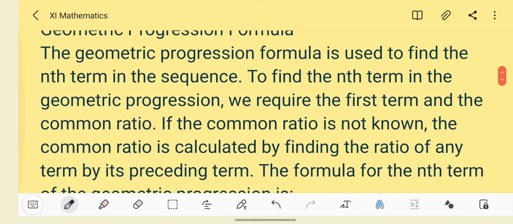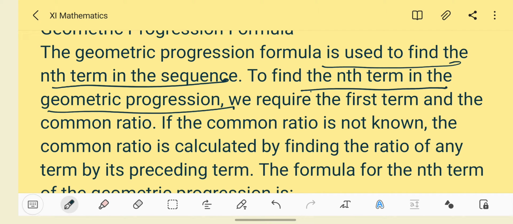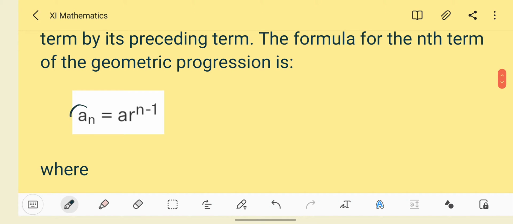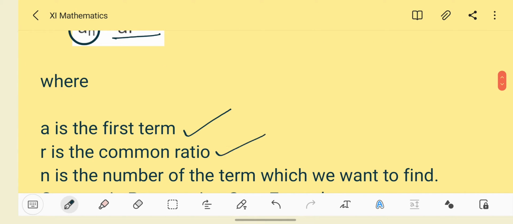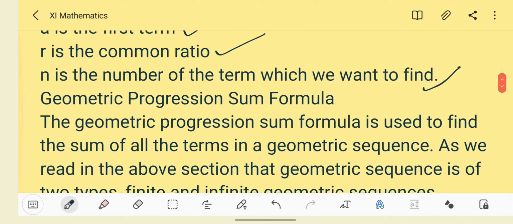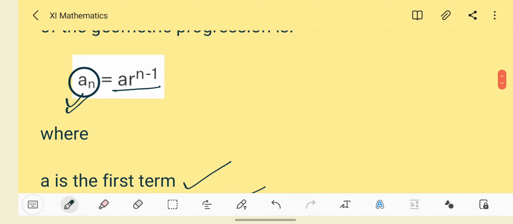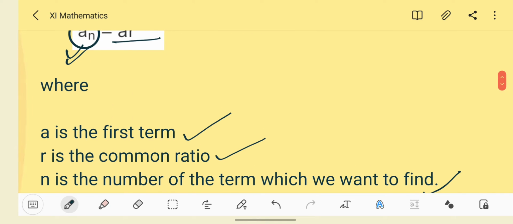Geometric progression formula. The geometric progression formula is used to find the nth term of the sequence. To find the nth term in the geometric progression, we require the first term and the common ratio, and it is given by an equals ar to the power n minus 1, where a is the first term, r is the common ratio, n is the number of the term which we want to find. So if you have all these values, you can easily get the value of an.